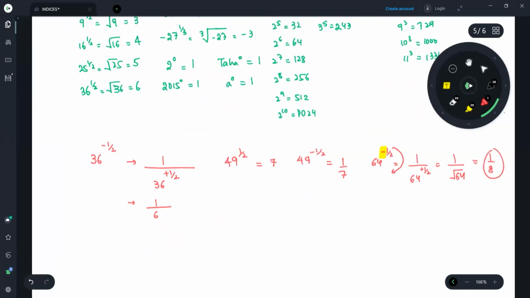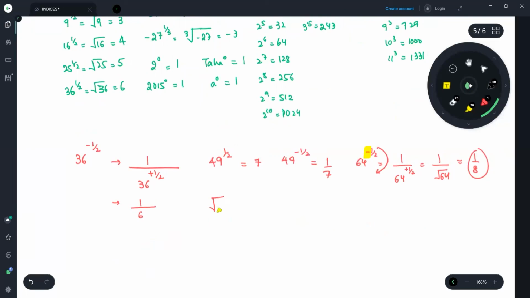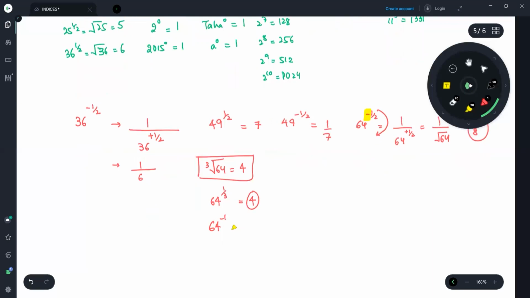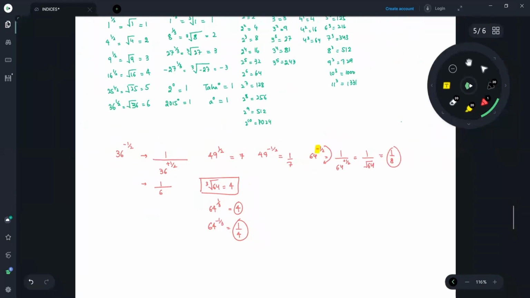Yes. Okay. Then solve this for me. The cube root of 64, that's 4, right? Yes, sir. You're going to use this piece of information to help solve this for me: 64 to the power 1 over 3. 4. And what if I say it's 64 to the power minus 1 over 3? It's going to be 1 upon 4. You guys now understand this?